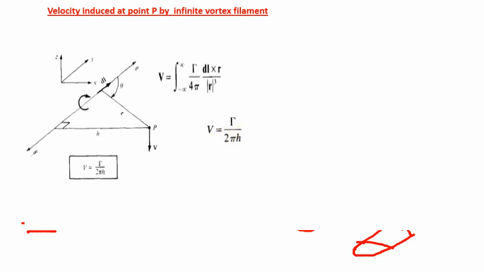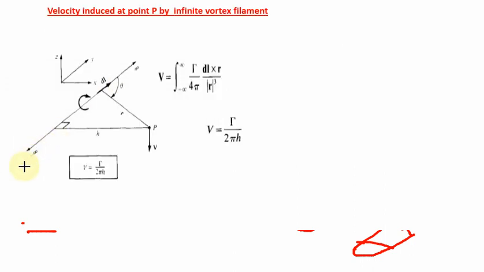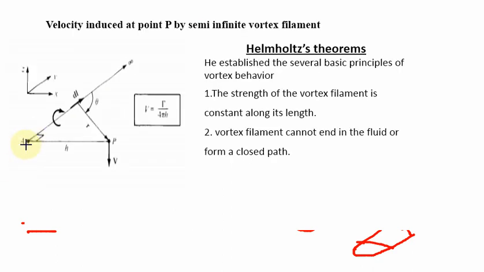The same way, we have another one, the induced velocity of a semi-infinite vortex filament. A semi-infinite vortex filament has only one infinite end, so we start from A and go to infinity. In the previous case, both sides were at infinite distance, minus infinity to plus infinity. In this case one end starts from A and the other is at infinity. That is why it is called a semi-infinite vortex filament.